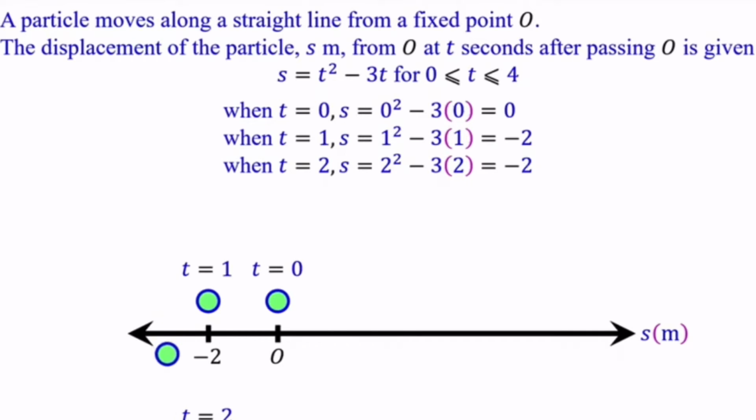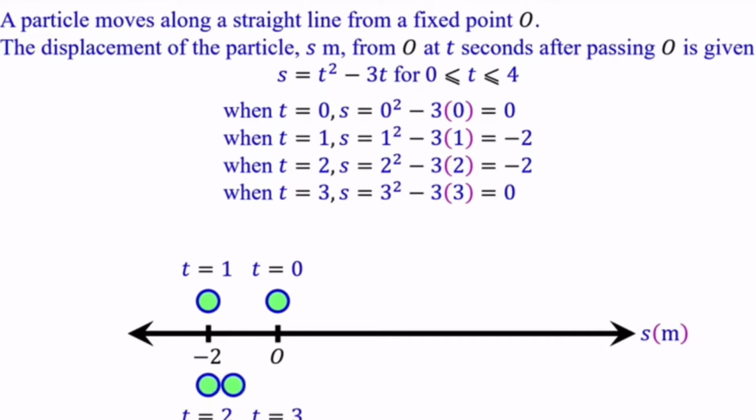That means when t equal to 1 and t equal to 2, the particle is at the same place. It means the particle actually turned direction and went back to the same place. When t equal to 3, we substitute and get 3 squared minus 3 times 3, which is 0. That means the particle passes through the fixed point O again. That is the movement of the particle.